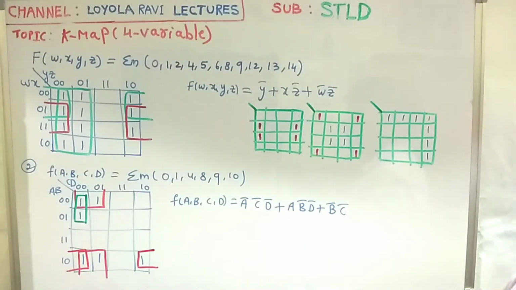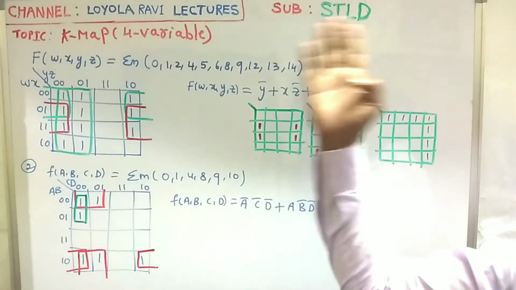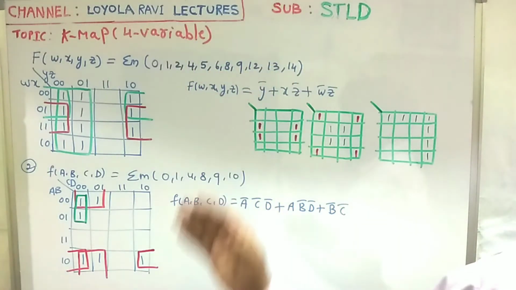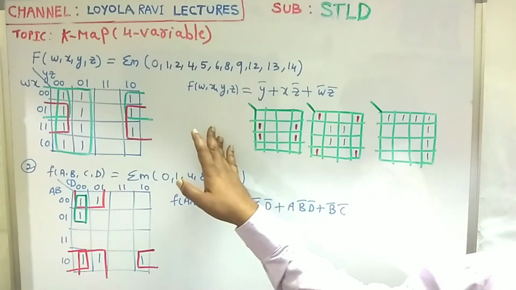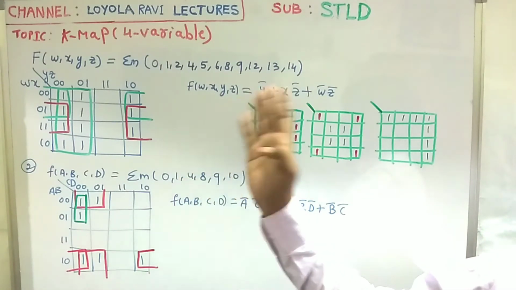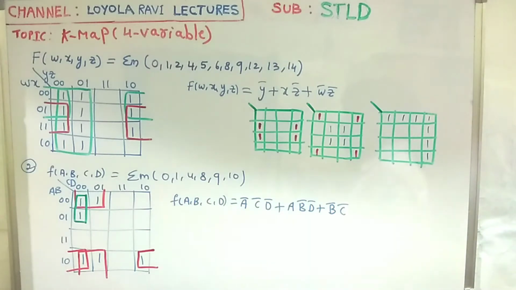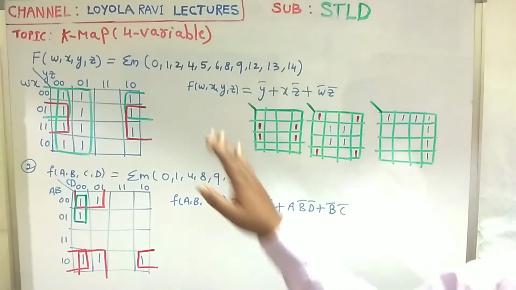Let us discuss the K-map method. The K-map method is one of the simple methods for the simplification of Boolean functions, or switching functions, or any other logic functions. In STLT this is very important, not only in STLT but also in other subjects. Anywhere in digital systems, if you want to simplify any Boolean expression, we need the K-map method. This is one of the important and easy methods.